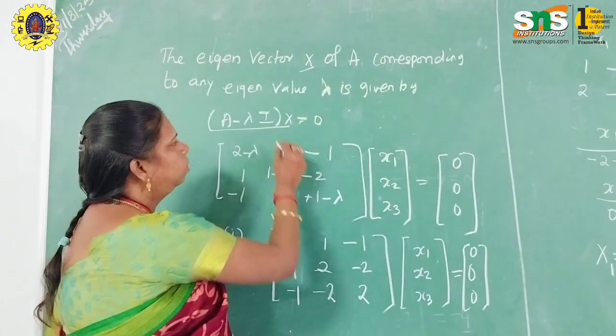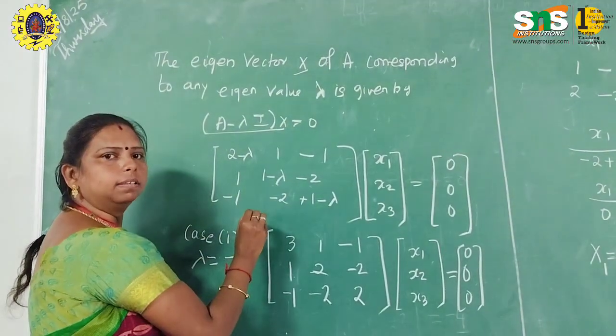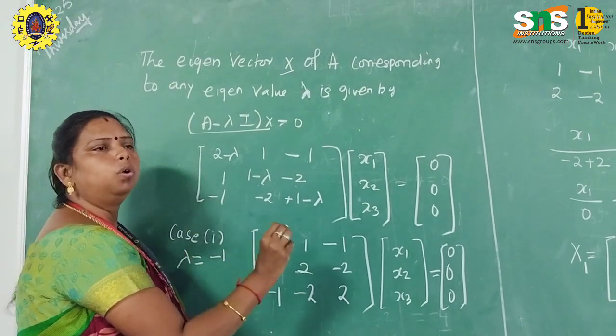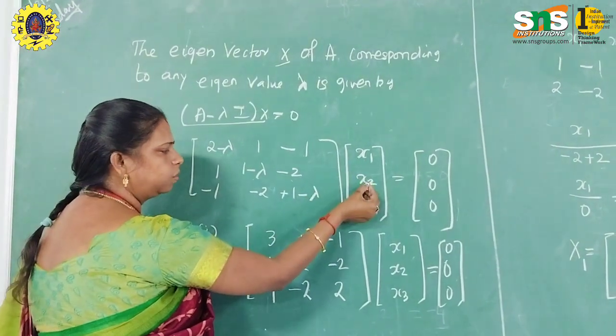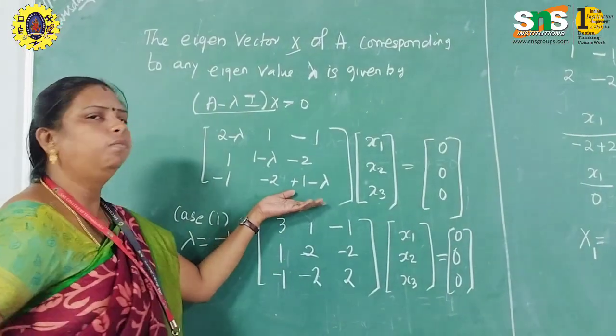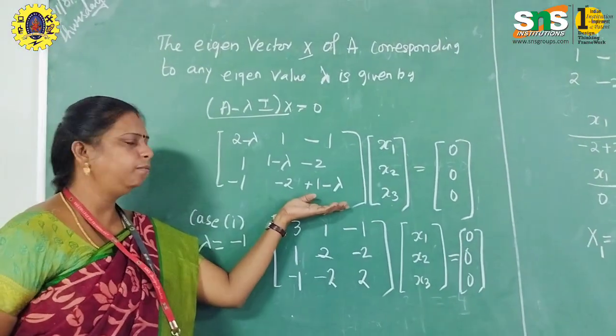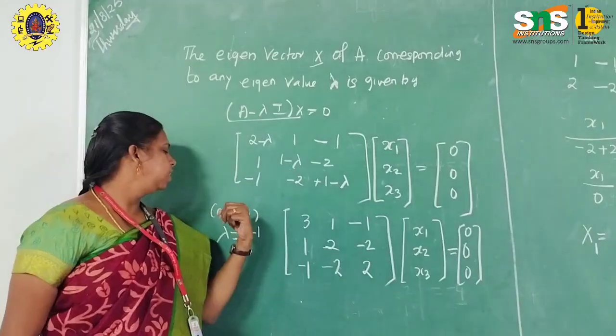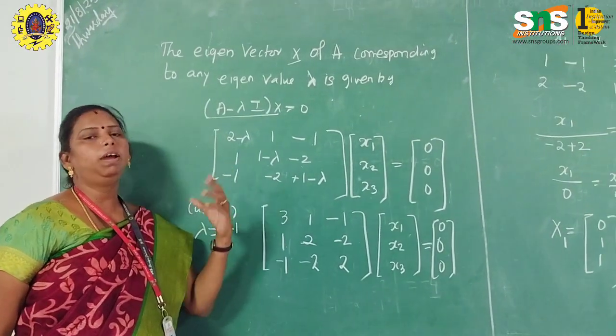And X, what is our X? It is a column matrix. So here I will get 3 rows and 1 column: x1, x2, x3, equal to 0. So this is the standard form for the eigenvector.